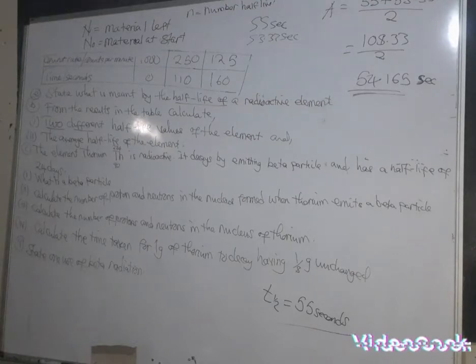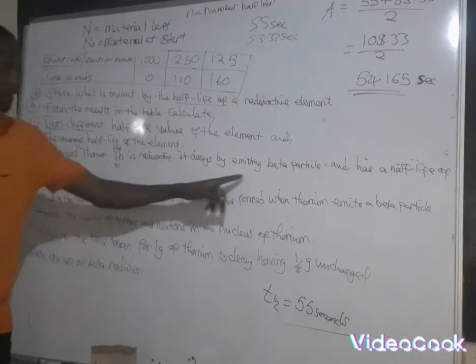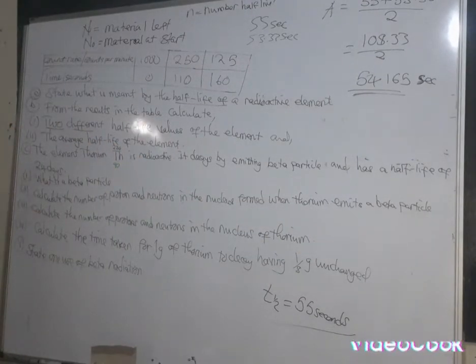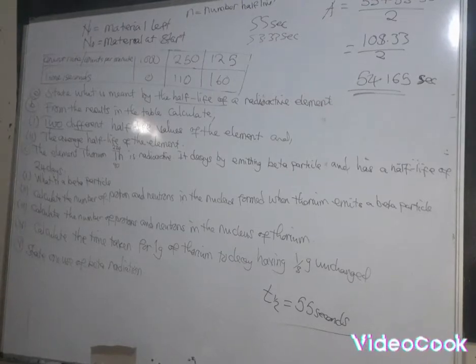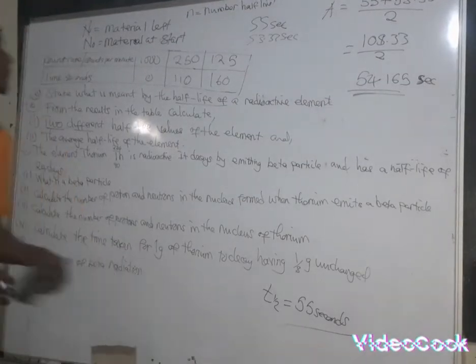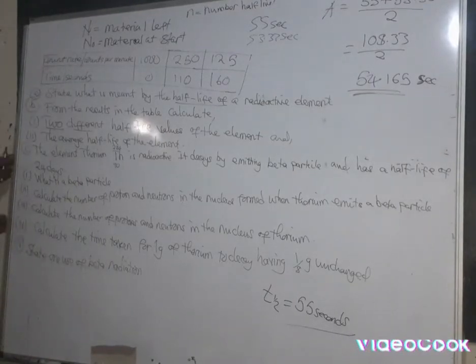Question C. The element thorium is radioactive. It decays by emitting a beta particle and has a half-life of 24 days. So here, the half-life has been given: the half-life is 24 days. What is a beta particle? A beta particle is a stream of fast-moving electrons.